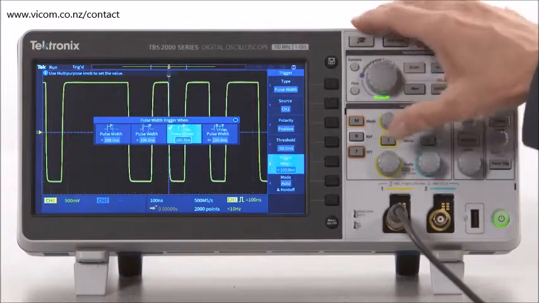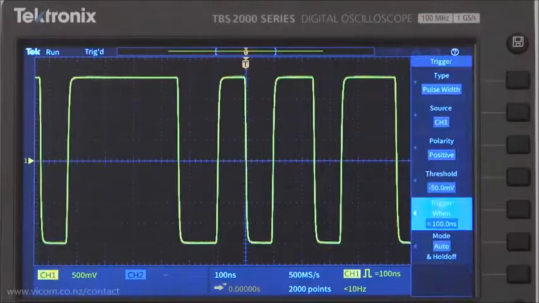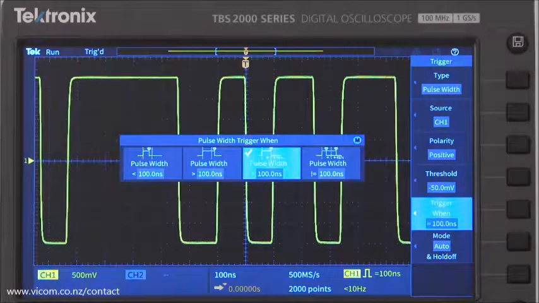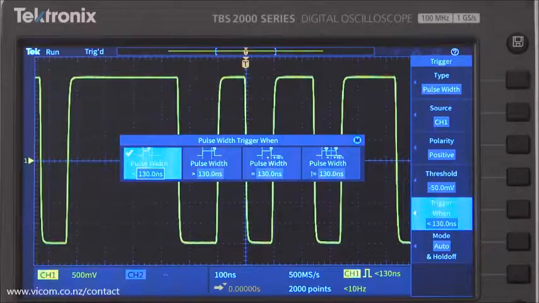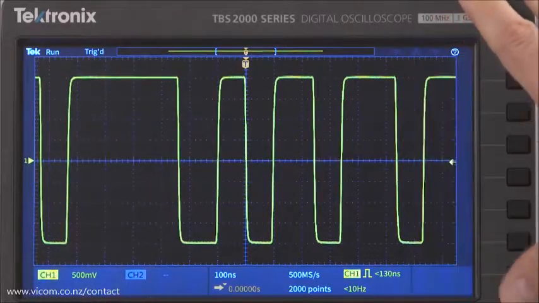Got it. Now let's look for a pulse that's less than 130 nanoseconds. There it is. It's the same pulse.